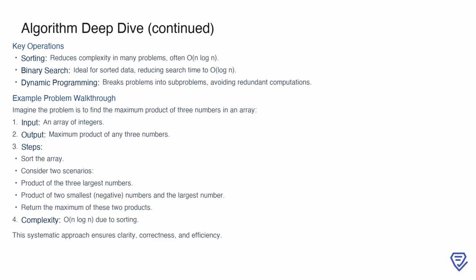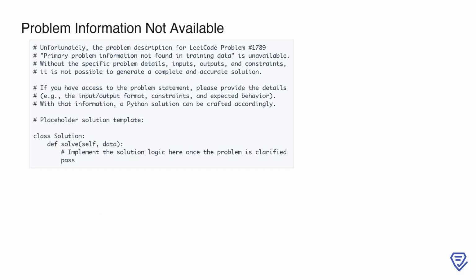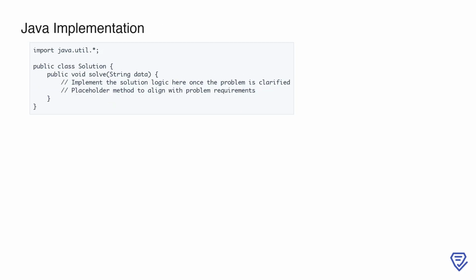The problem description for LeetCode problem number 1789 is not available, which prevents generating a specific solution. A placeholder Python class has been provided, which can be updated once the problem details are clarified. This class includes a method named solve, which would house the logic for the solution once the inputs, outputs, and constraints are defined. This is the Java implementation of the solution, based on the provided Python placeholder.